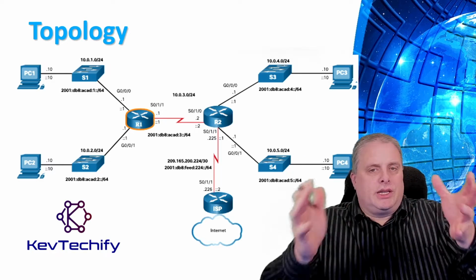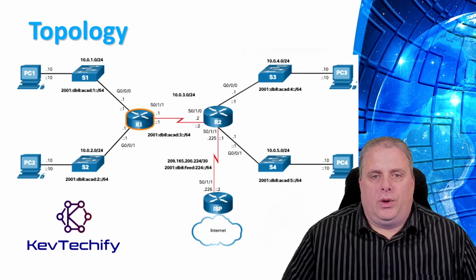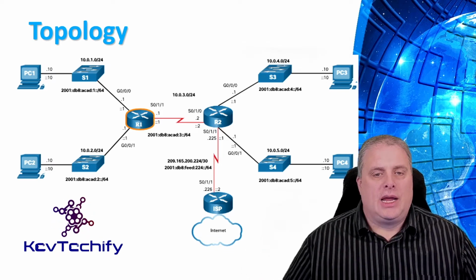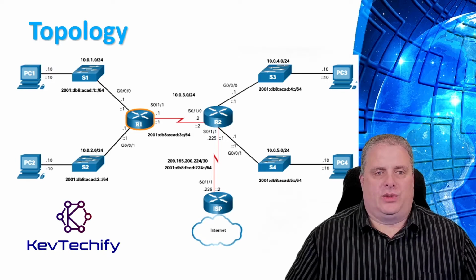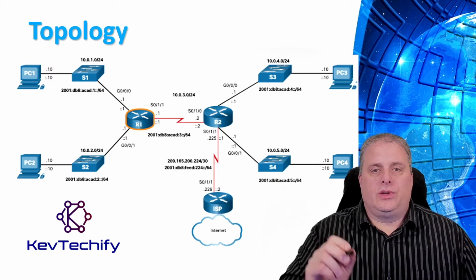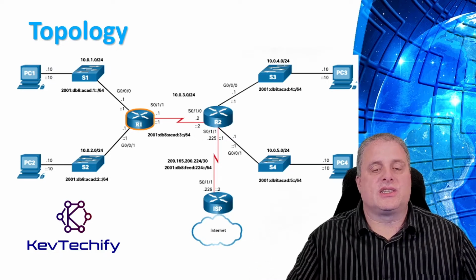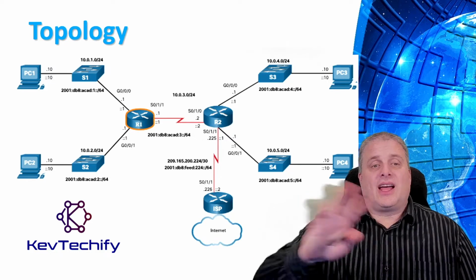Here's a topology that you could probably run into. We have some routers in the middle that are going to do routing between different networks. In here, we have several different networks. We got 1, 2, 3, 4, 5, 6, and then the internet. So we got at least 6 networks plus the internet. Lots of networking going on.